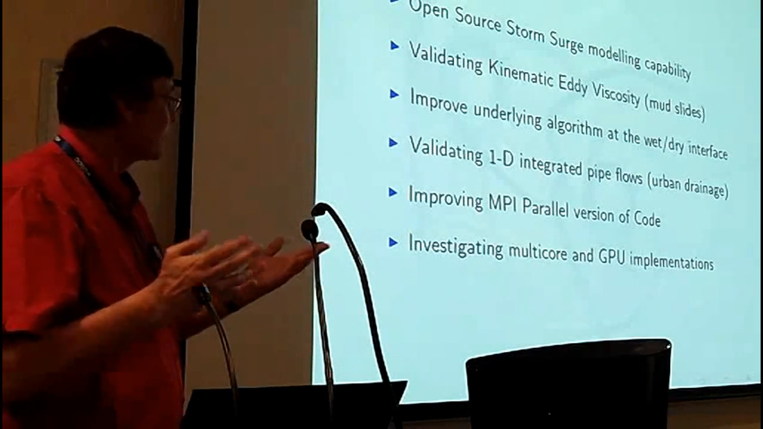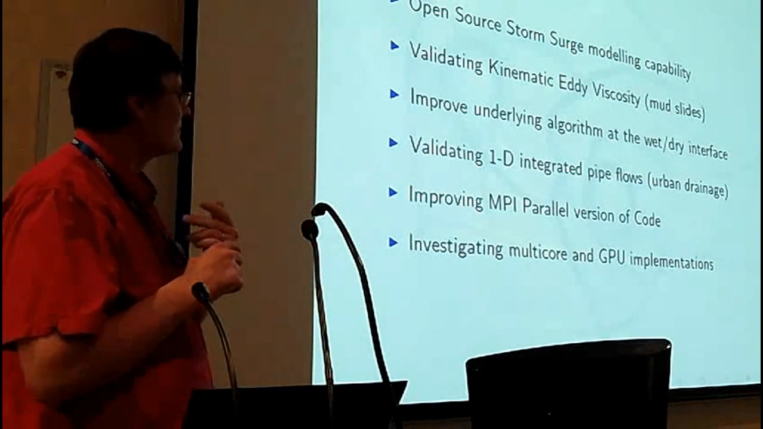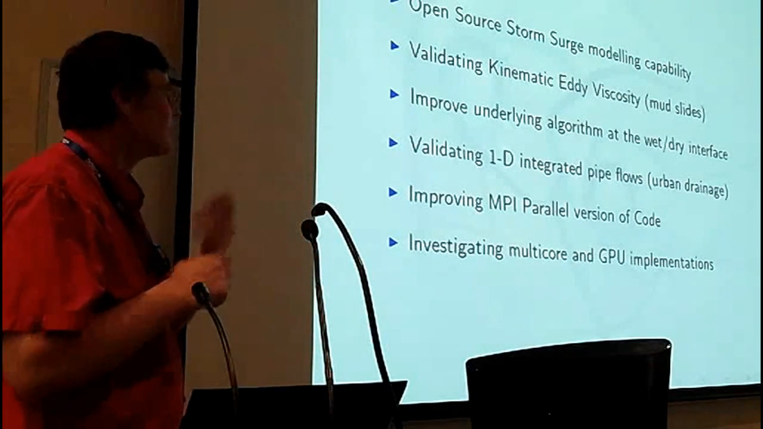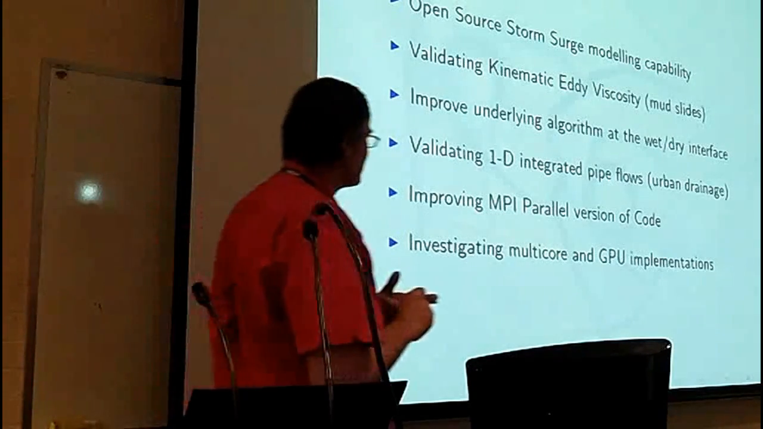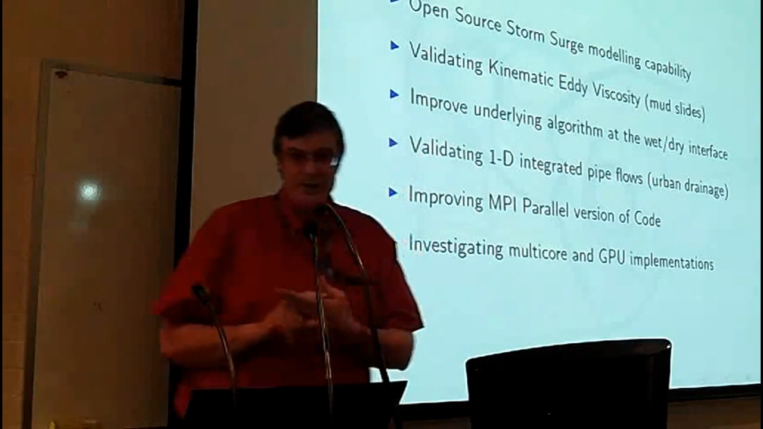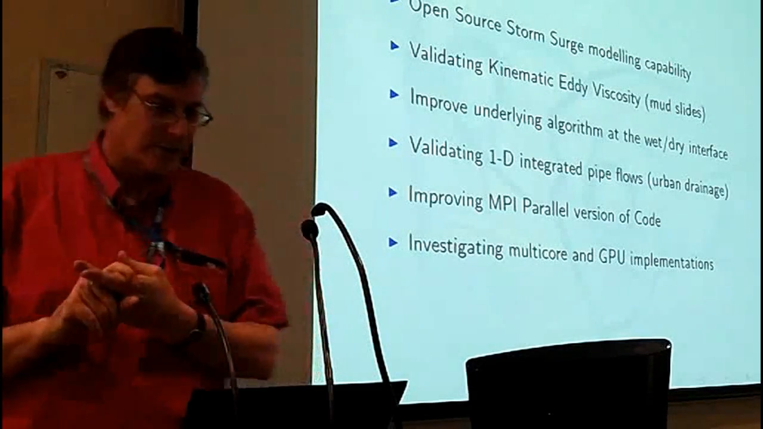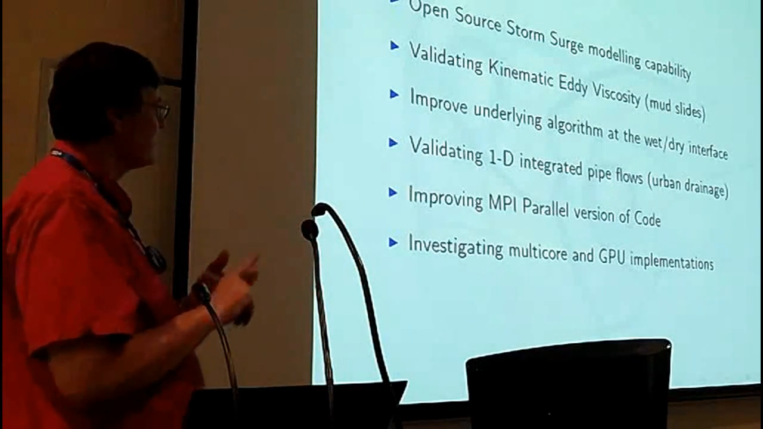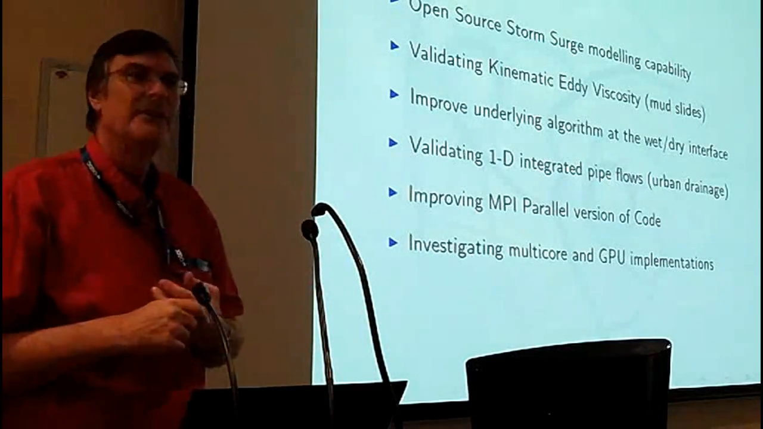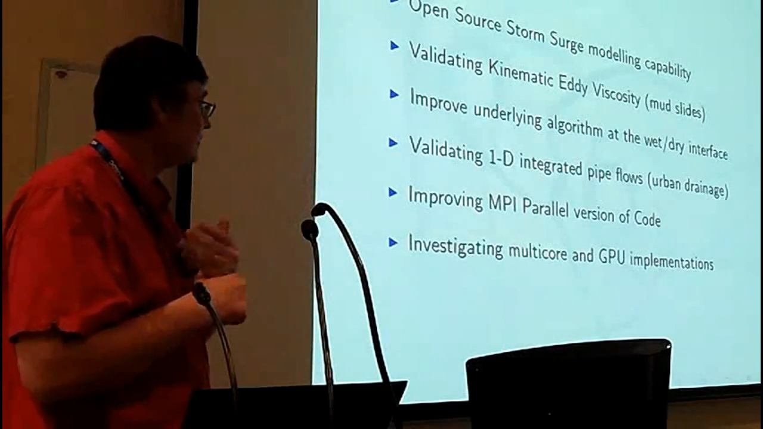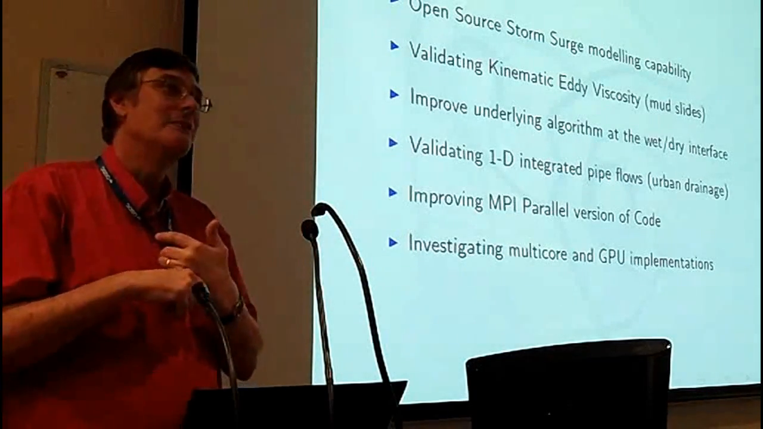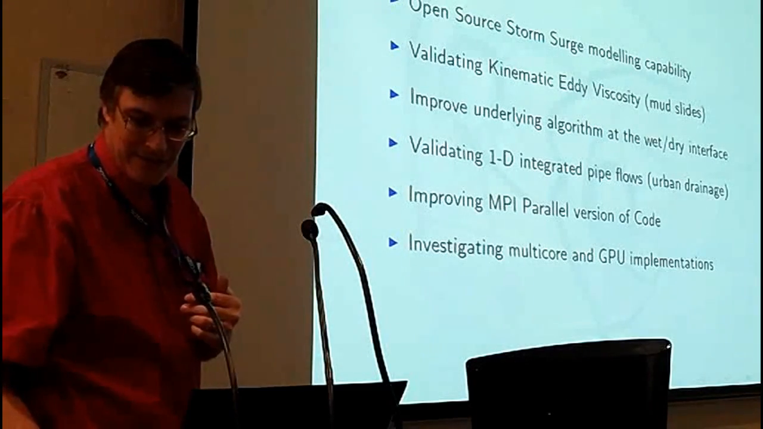And then, of course, you want it to run quickly. So we've got an MPI version of it. We want to improve that so we can run on multiple cores without too much trouble. But it does seem very tempting to develop a GPU implementation as well. So if anyone's interested in helping us implement a GPU or multi-core version, I'd be very happy if you'd come and have a chat.